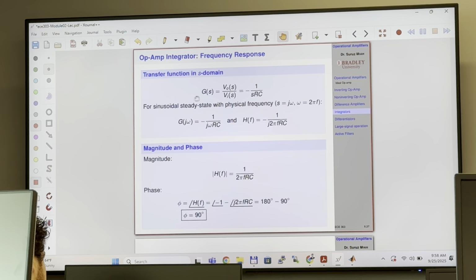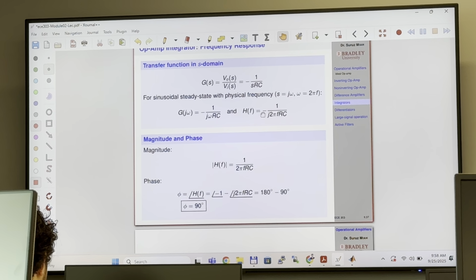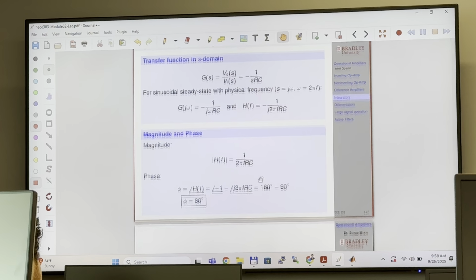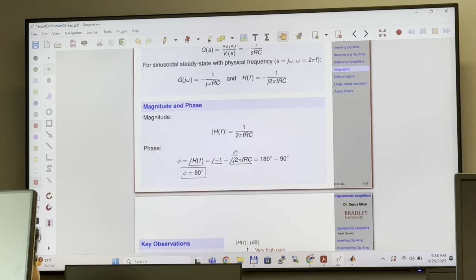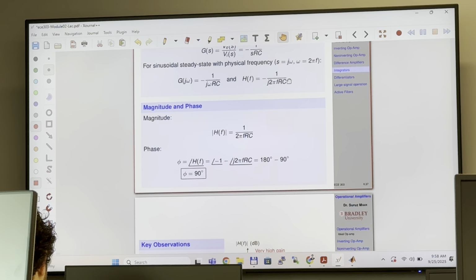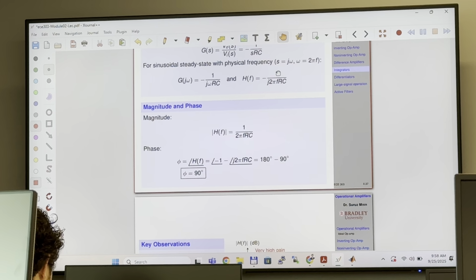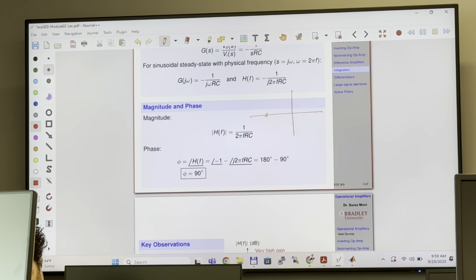So we have the transfer function 1 over SRC, and when you have a sinusoidal steady state input, you substitute S equals j omega, omega equals 2 pi f. You get the frequency transfer function negative 1 over j 2 pi FRC, and you take the magnitude, which is going to be 1 over 2 pi FRC, and the phase is going to be the angle of this quantity. So the angle of this quantity is going to be the angle of negative 1 minus the angle of this one. What is the angle of negative 1, guys? So this is, let's say, negative 1 right here. What is the angle of this one?